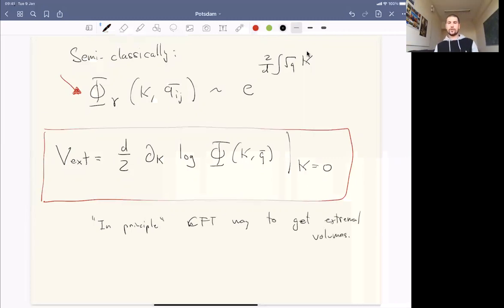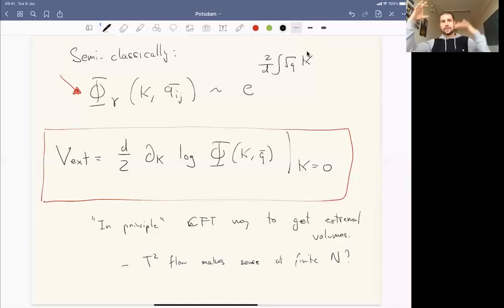Okay, now there's a bunch of caveats. Of course, there's the question of whether the t-squared flow makes sense quantum mechanically or non-perturbatively. And even if it did, whether doing these series of steps is ever more useful than just solving Einstein's equation and looking for the extremal slice and measuring the volume directly that way.